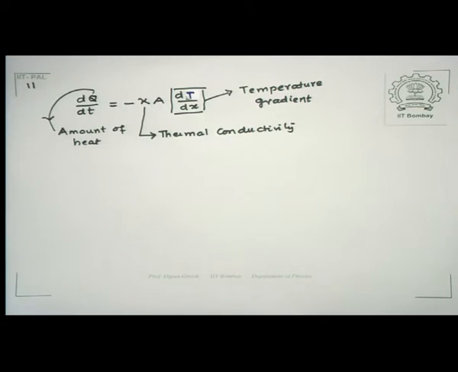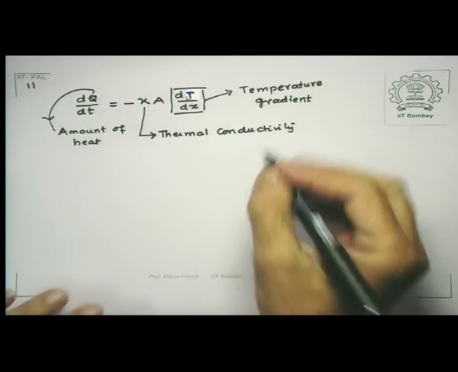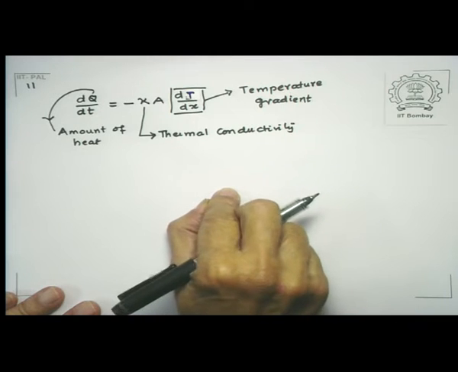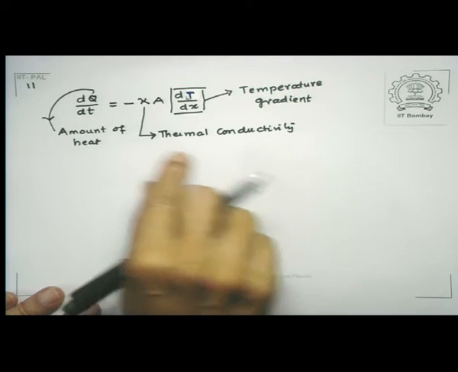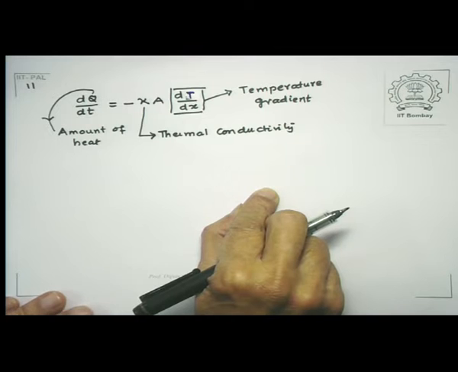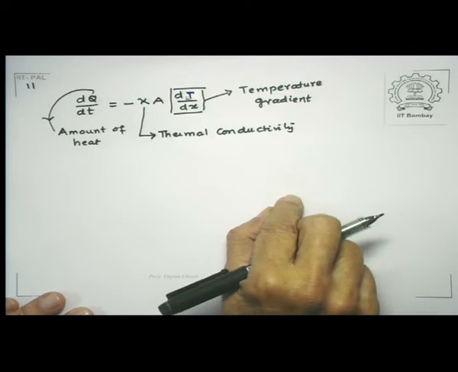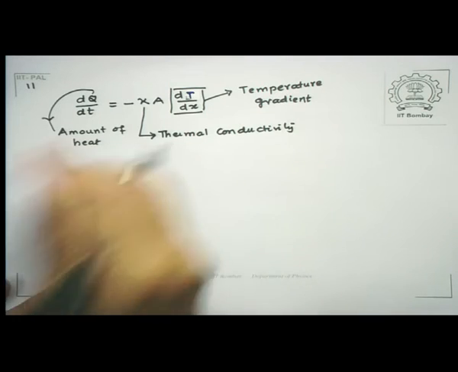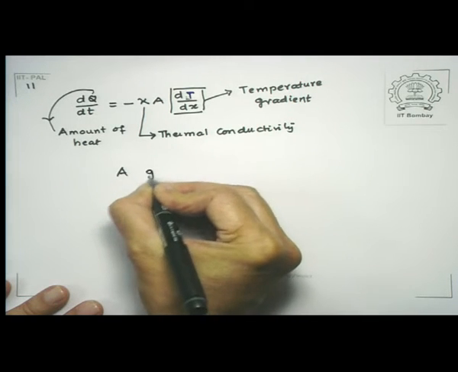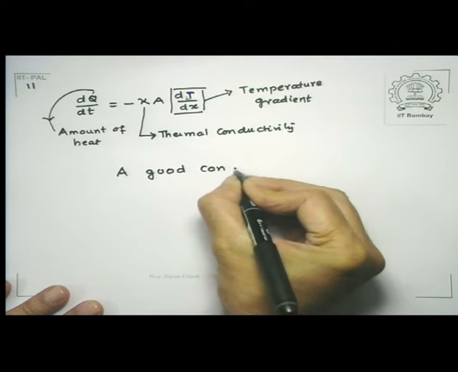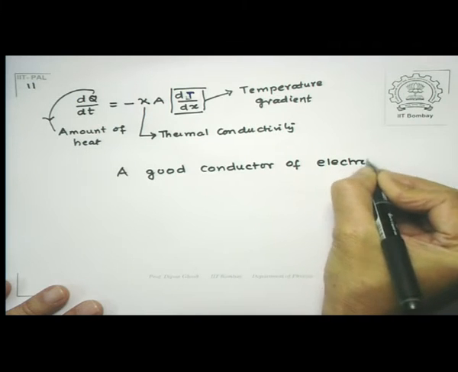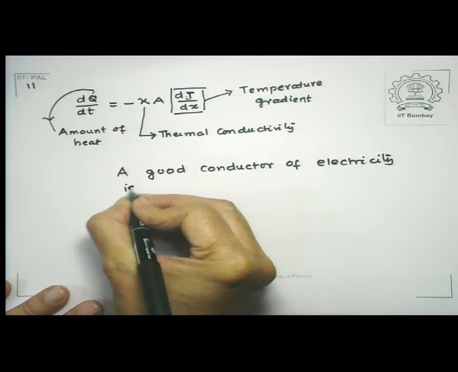And this temperature gradient is required because heat flows from higher temperature to lower temperature. Now we immediately recognize there is a similarity. In fact, the similarity is not just accidental, and there is a reason for this similarity, and that is because transport of heat takes place by transport of electric charge. So typically a good conductor of electricity is also a good conductor of heat.